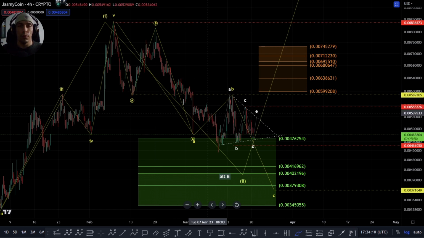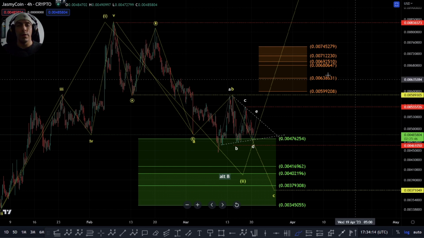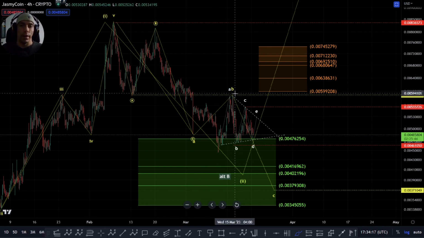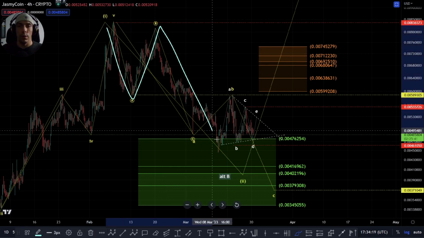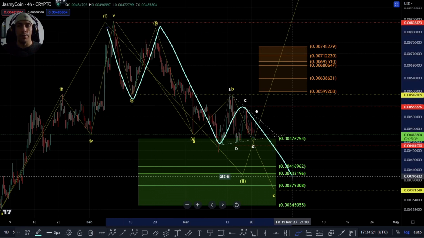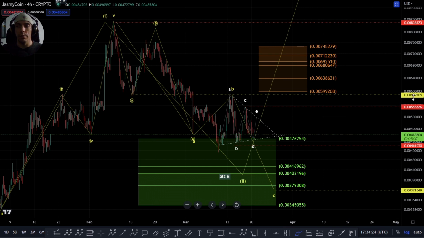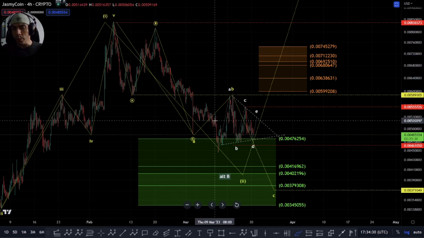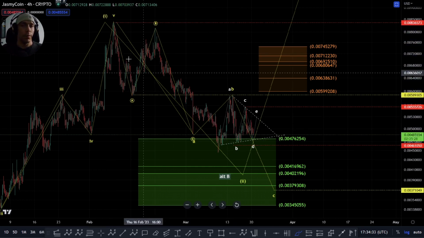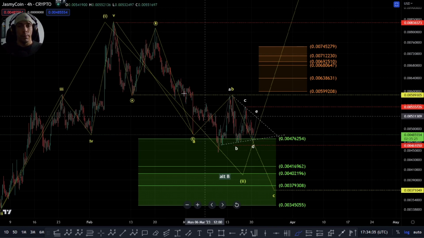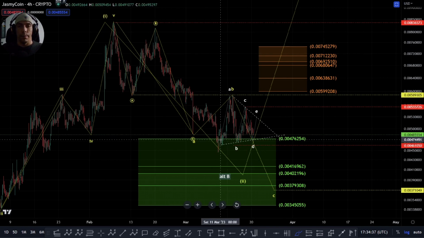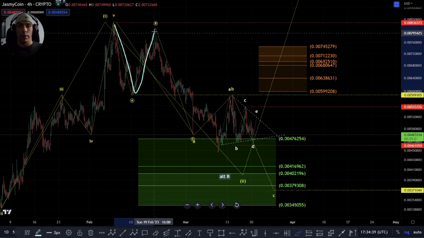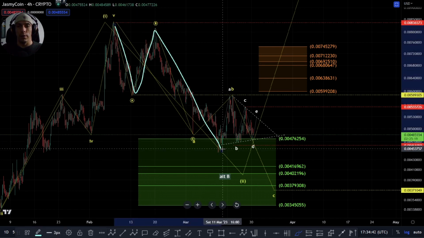So if we do move back up past this 5893 zone, basically that would invalidate that count of this being a 1, 2, 3, 4, and a 5. So if we do move back up above this zone of this yellow line, effectively what we would then have is just a three-wave move here. And the problem here is that we can count this as basically a three-wave move to the downside at the moment.